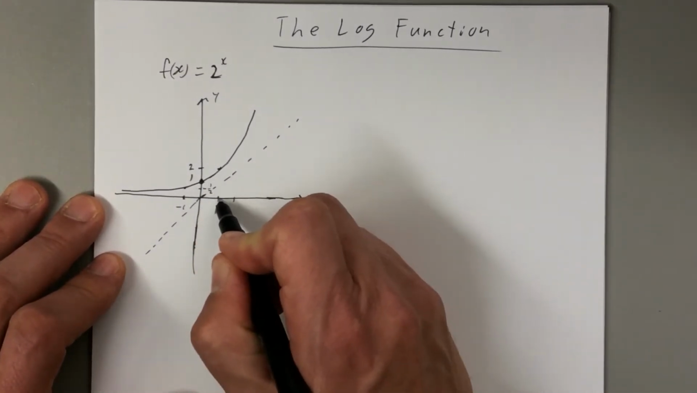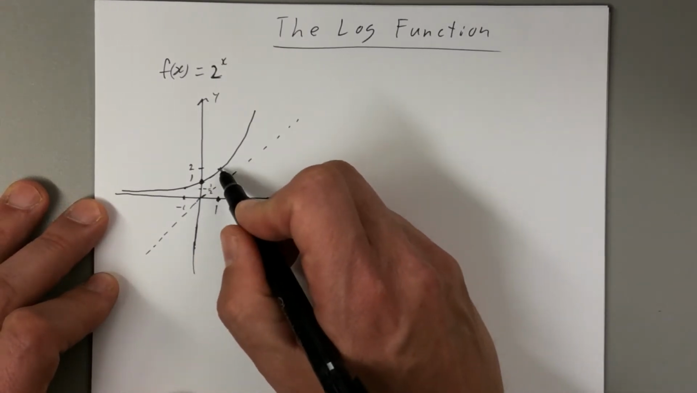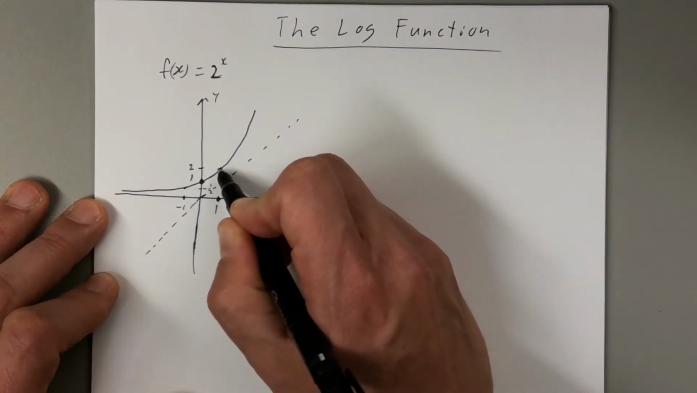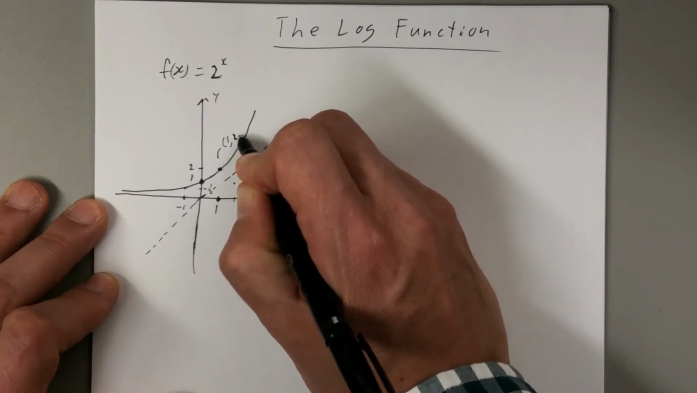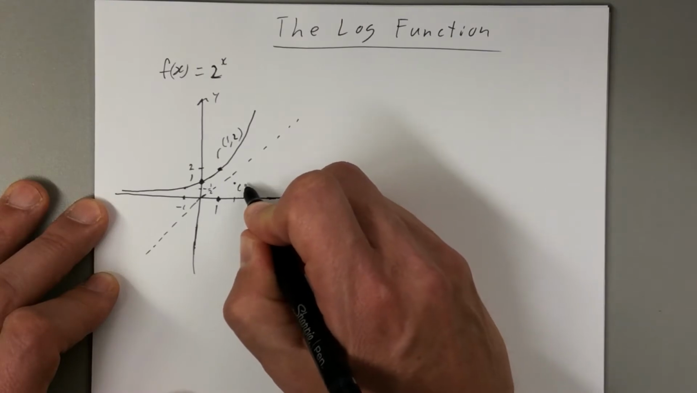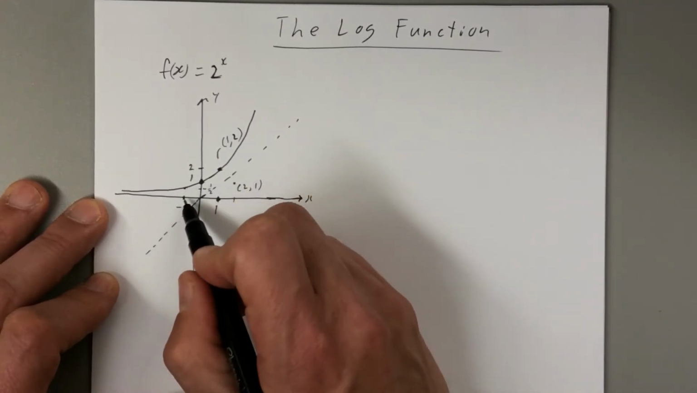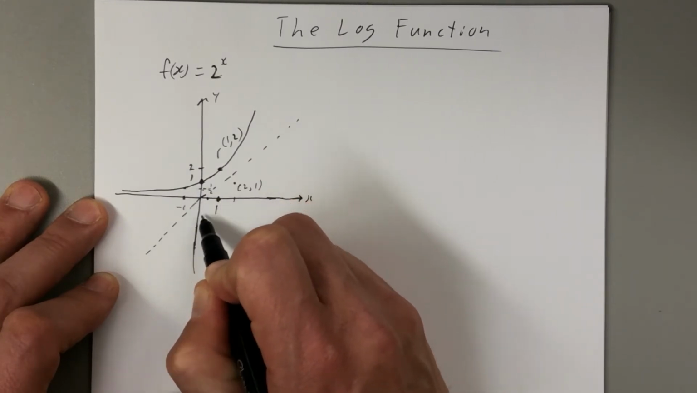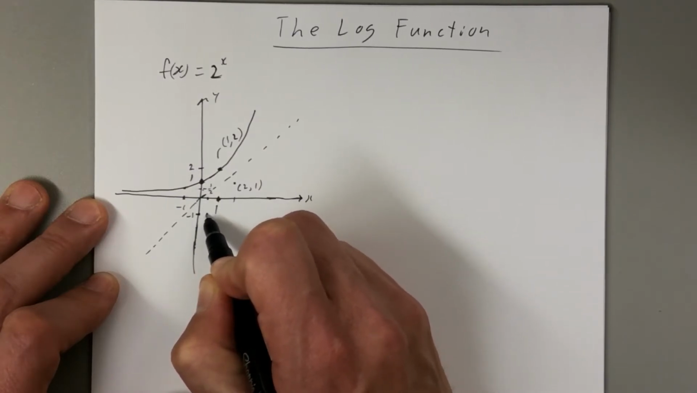So this point is now going to go over here, and this point is going to go over here. It's going to be the opposite. So that was the point 1, 2, and now it becomes the point 2, 1. And this one here, which is negative 1, 1/2, is going to become 1/2, negative 1. So it's going to become there.